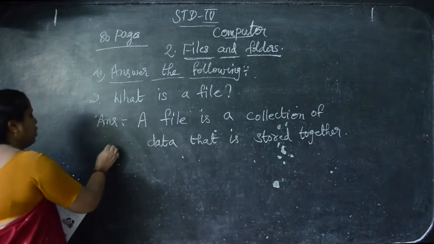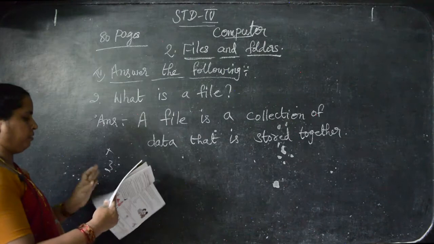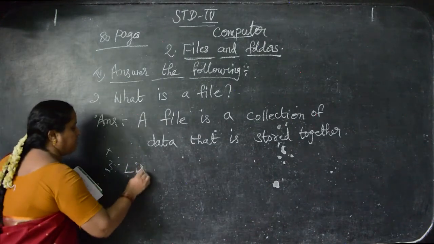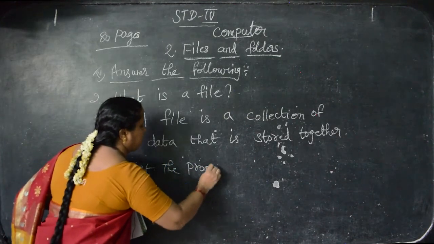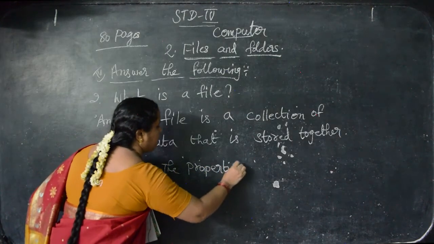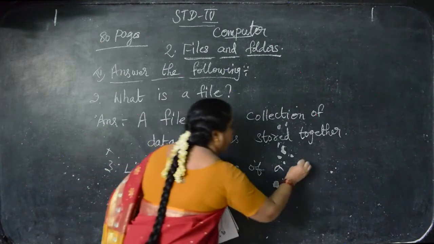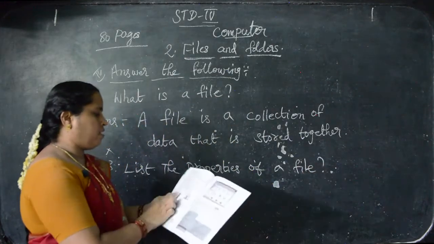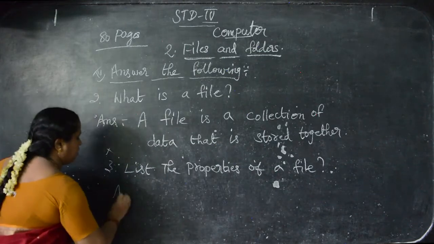Okay. Now, leave one line and write third one. List the properties of file. List the properties of a file. F-I-L-E, file. List the properties of a file. Answer.